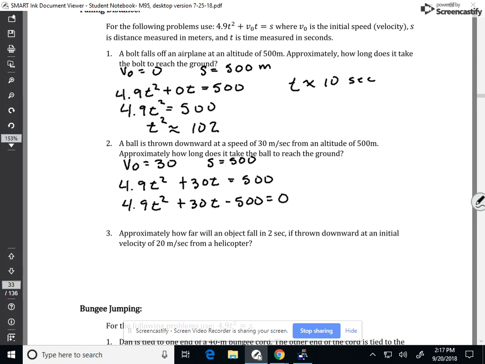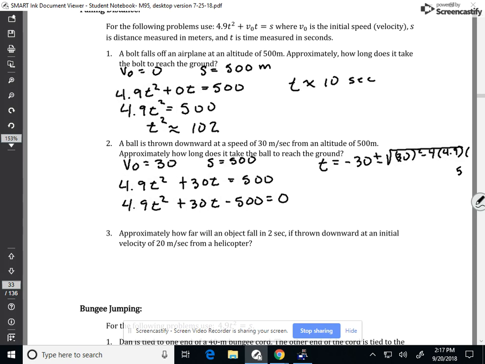I know in the past we've talked about different ways to solve quadratics. Always your easiest is going to be your quadratic formula. So if I plug this stuff in, I'm going to get t equals negative 30 plus or minus the square root of 30 squared minus 4 times 4.9 times, what's c here? Negative 500.